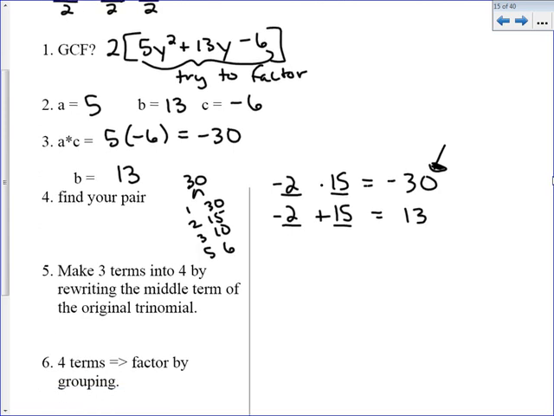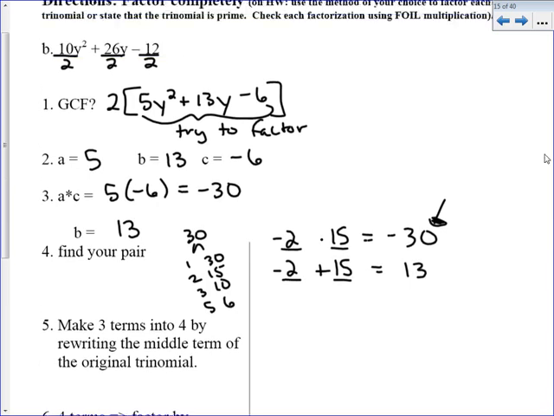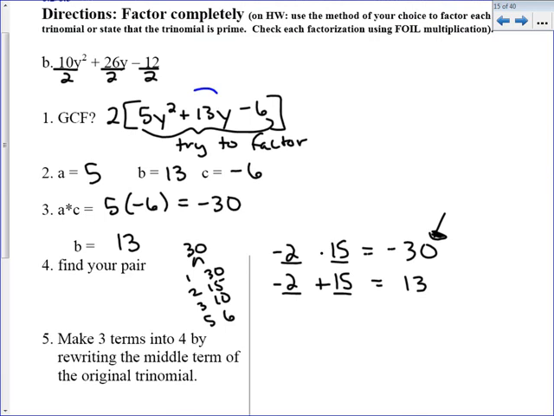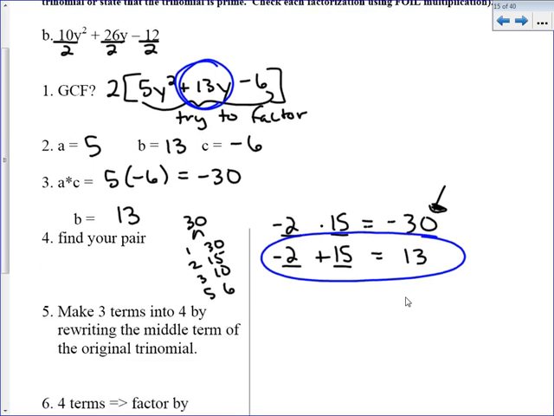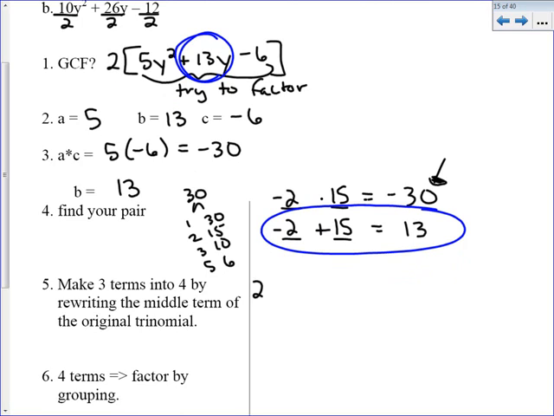So why do I go through all the work to find that pair? Devin. To replace the middle term. We're always trying to replace the middle term with our pair, 13 and 13. So again, the 2 is just hanging out front like we did in our other problems. It's not affecting my grouping at all. So I keep the 5y squared, but I switch out the 13y for negative 2y plus 15y. And I keep the negative 6.